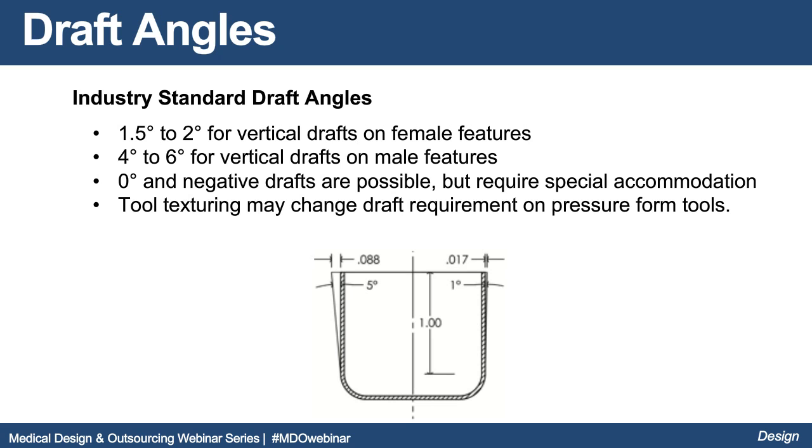Draft angles. Draft angles are always a fun conversation with engineering. Engineering wants 0, the manufacturer wants 5. We typically end up somewhere in the middle. Below is an industry standard for what we're looking for on draft angle. Pressure form tools, typically 1.5 to 2 degrees for your draft. Male tools are going to be 4 to 6 degrees. One of the things we are able to accomplish in pressure forming tools is zero, even negative draft. Typically this is done by actuating that wall or that side.